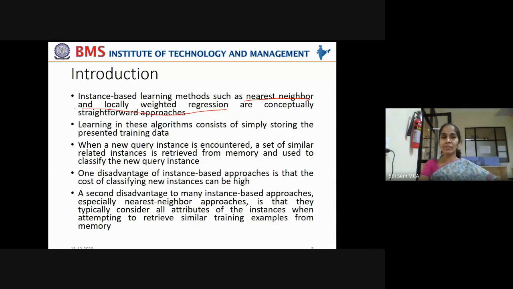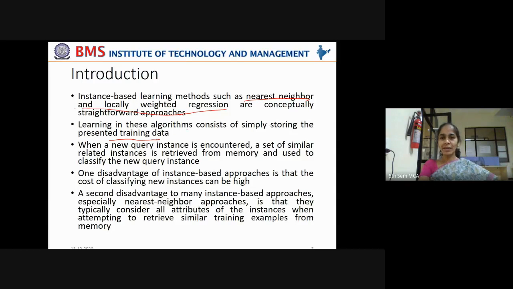But all these approaches under instance-based learning are straightforward. There is no underlying complexity in that. Learning in these algorithms consists of simply storing the presented training data. Only when the new instance is given, it will be awakened. It will start processing by comparing that new instance with the existing training examples. Same as you didn't join the class unless I have sent a message, because you are lazy learners.